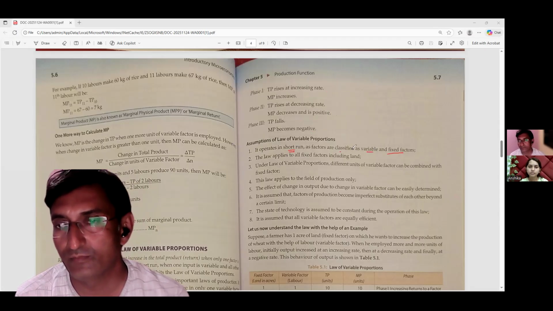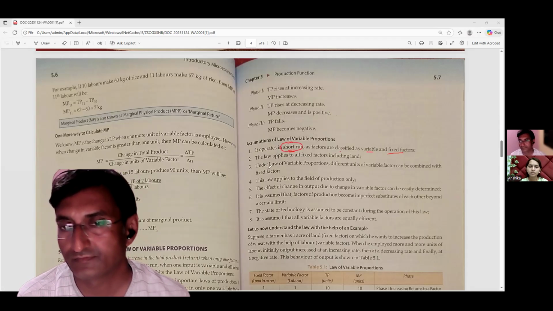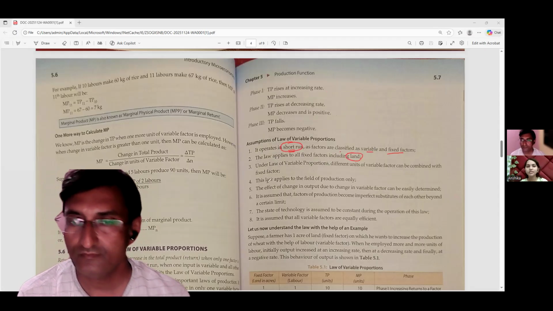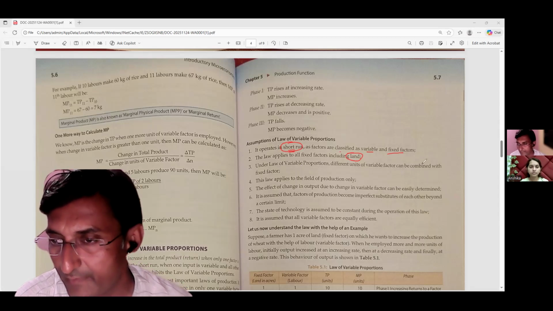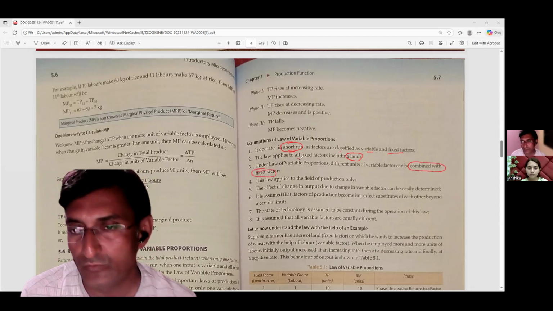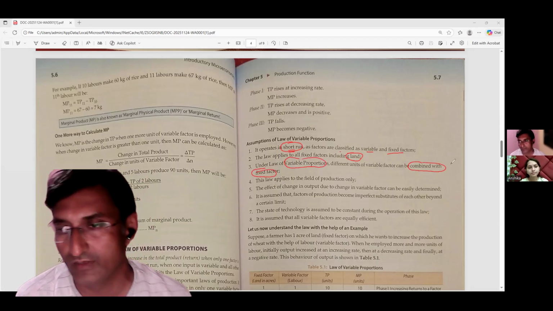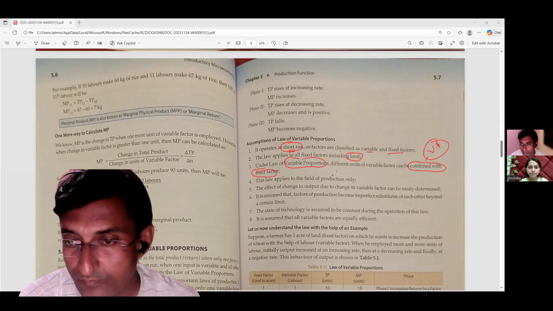Because all factors are classified as variable and fixed. Basically, when you talk about variable proportions, it runs only on short-run factors. The law applies to all fixed factors, including land. It is applicable for all factors, right? Under the law of variable proportion, different units of variable factors can be combined with the fixed factors. When we talk about variable proportions, we need to consider the combined fixed factors also. Combined means variable as well as fixed factors will be considered. And the law applies to the field of production only.